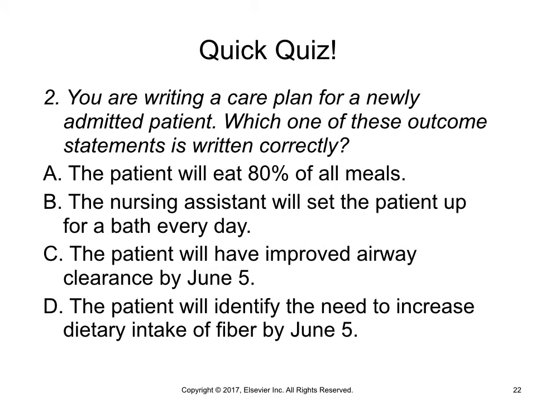Time for a quick quiz. You are writing a care plan for a newly admitted patient. Which one of these outcome statements is written correctly? A. The patient will eat 80% of all meals. B. The nursing assistant will set the patient up for a bath every day. C. The patient will have improved airway clearance by June 5th. Or D. The patient will identify the need to increase dietary intake of fiber by June 5th.